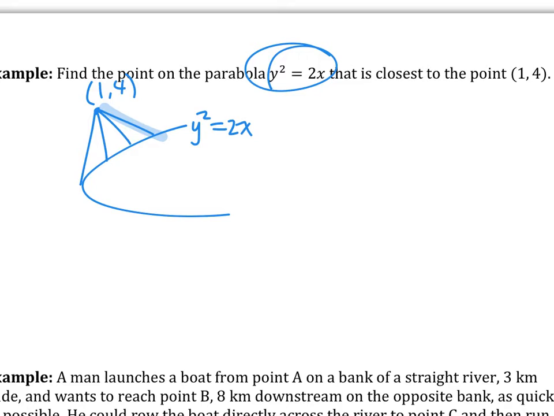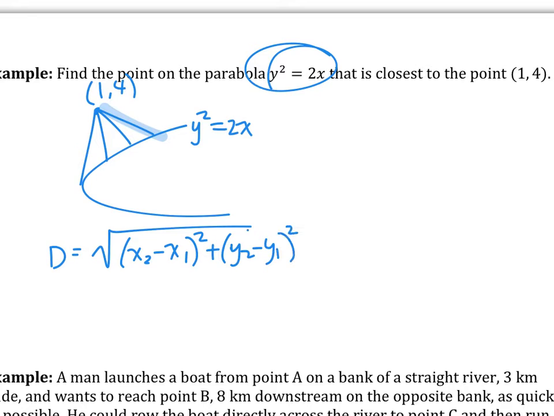What's the distance formula? Well, okay. I'm going to leave you with the distance formula. You and your partner need to try something to solve this. Okay, the distance formula is the square root of (x2 minus x1) squared plus (y2 minus y1) squared.